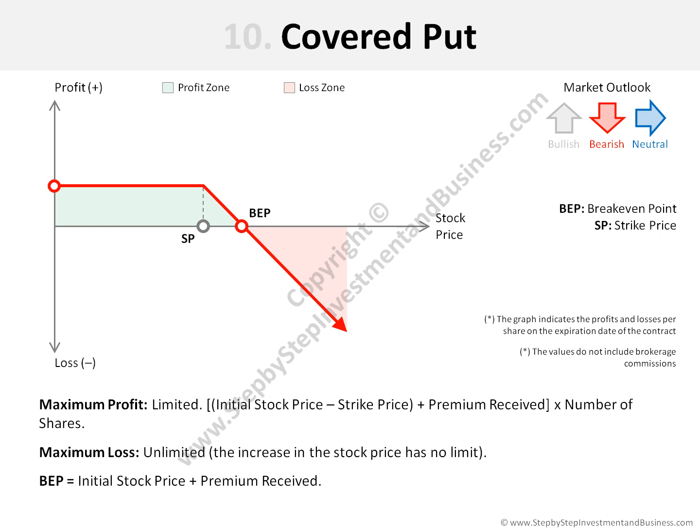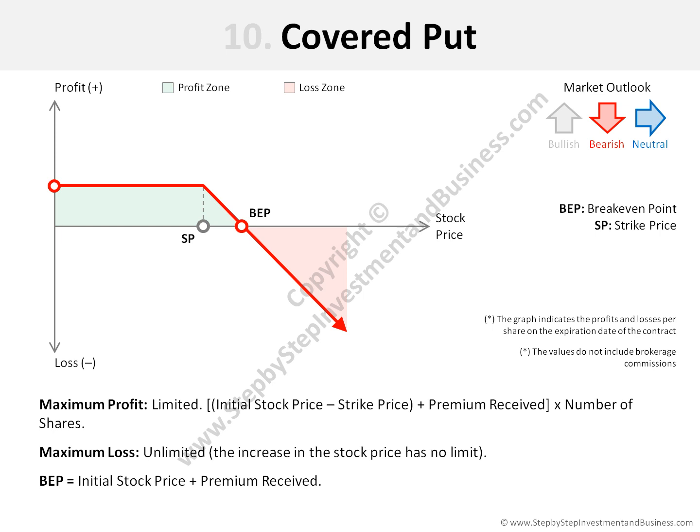The maximum profit on this strategy is limited. The most we can make is equal to the stock price at trade initiation, that is, at the time of put sale, minus the strike price, plus the premium received, multiplied by the number of shares. On the other hand, the maximum loss that we are exposed to is unlimited, because the increase in the stock price has no limit. So be very careful with this, because with this strategy, we are exposed to a loss that can be very large.